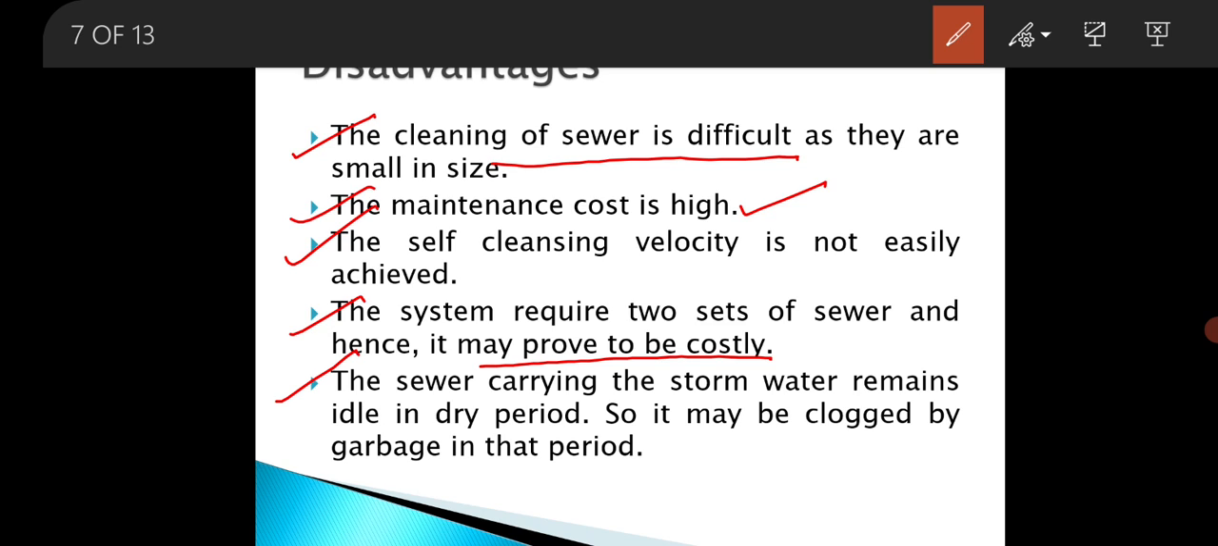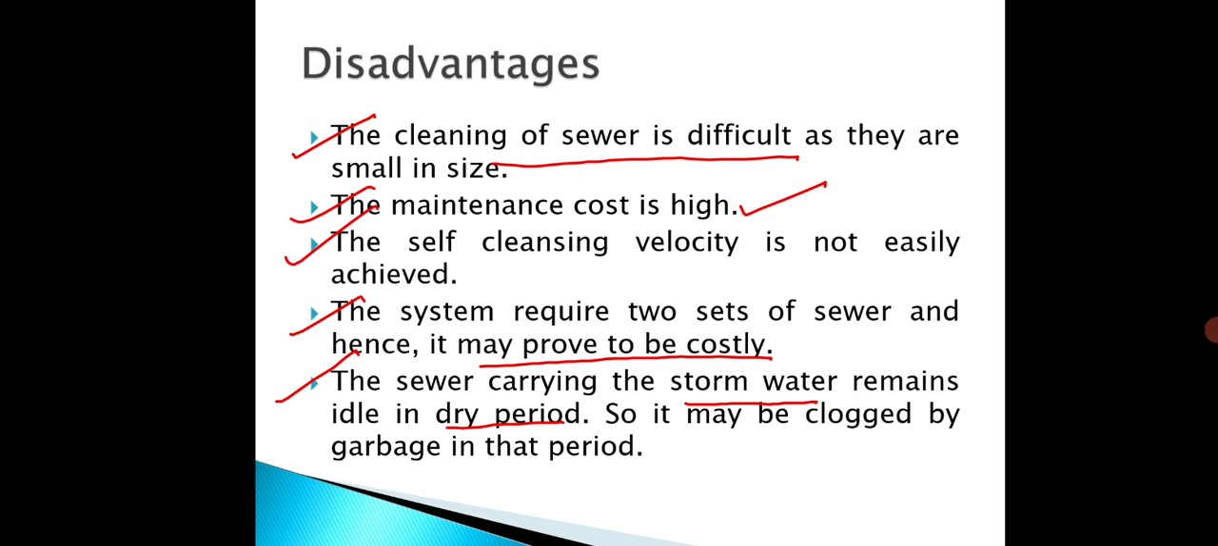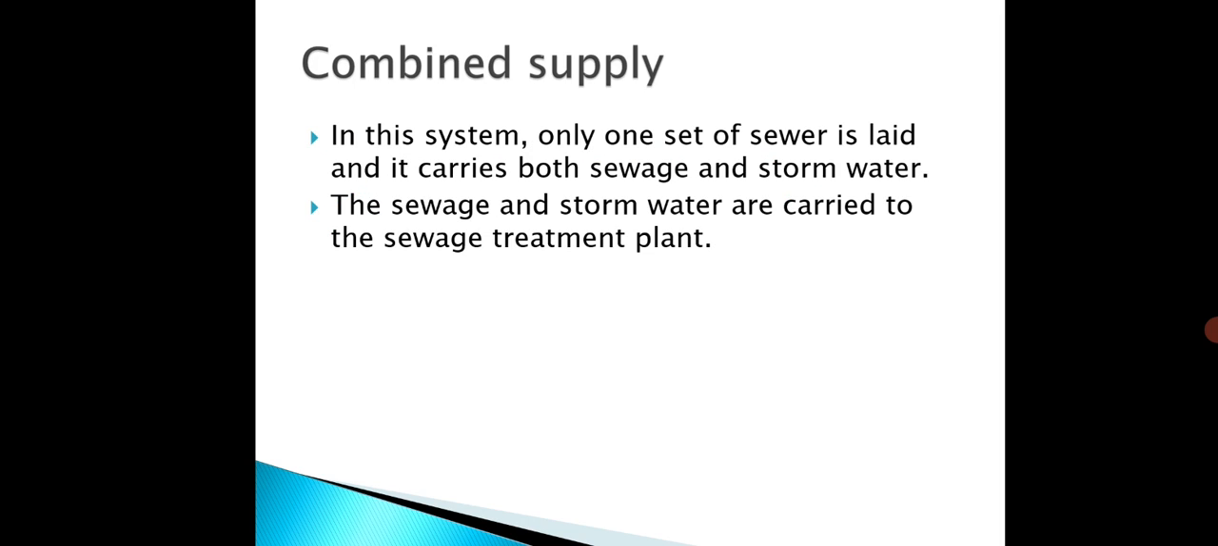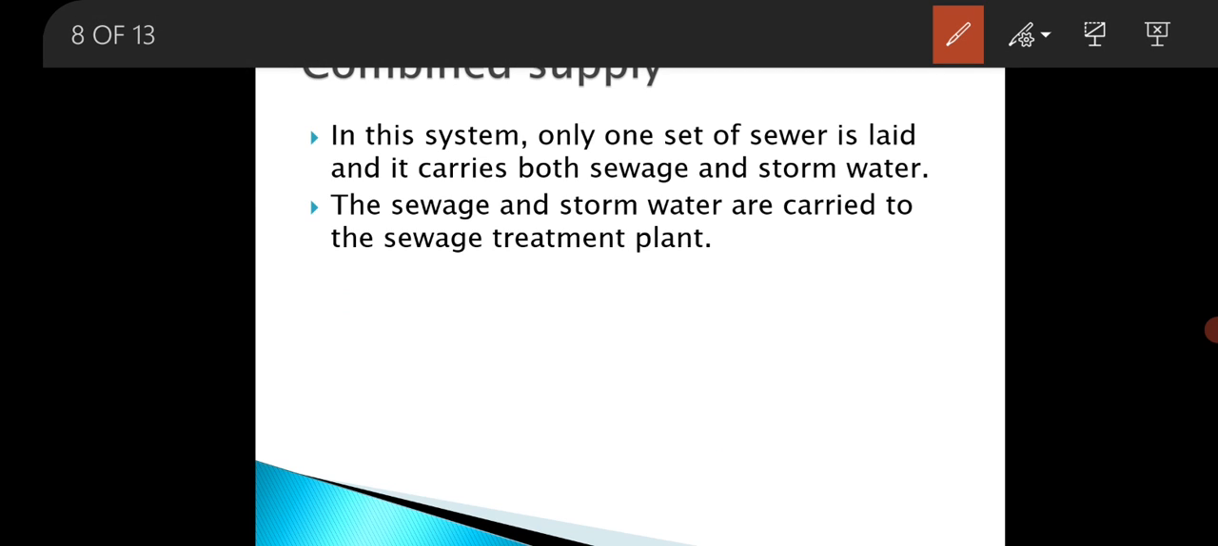And the sewer which is used for carrying the storm water remains idle in dry period. So, it may be clogged by garbage in that period. So, these are the disadvantages of separate system. Next, we will discuss the combined system. In this system, only one set of sewer is laid and it carries both sewage and storm water.